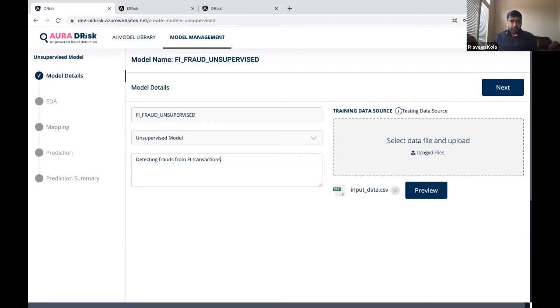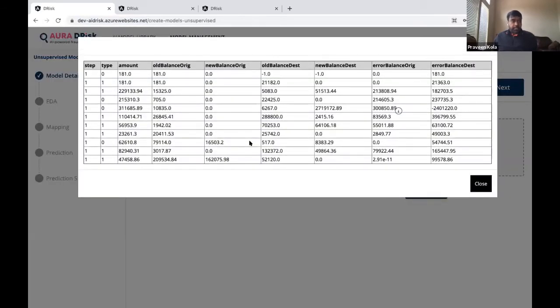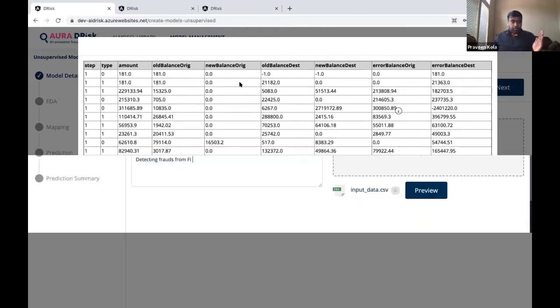And there is a way to upload the data; everything goes on the cloud. When we upload the data, we could also preview the data really quick, to see how the data is coming. What we are seeing now is, simply explained, the step is the hour in which the transaction is taking place, the transaction type, 0 is for cash out and 1 for online transfers, and other information is your originating account and your destination account. We'll go a little bit deeper into this data.